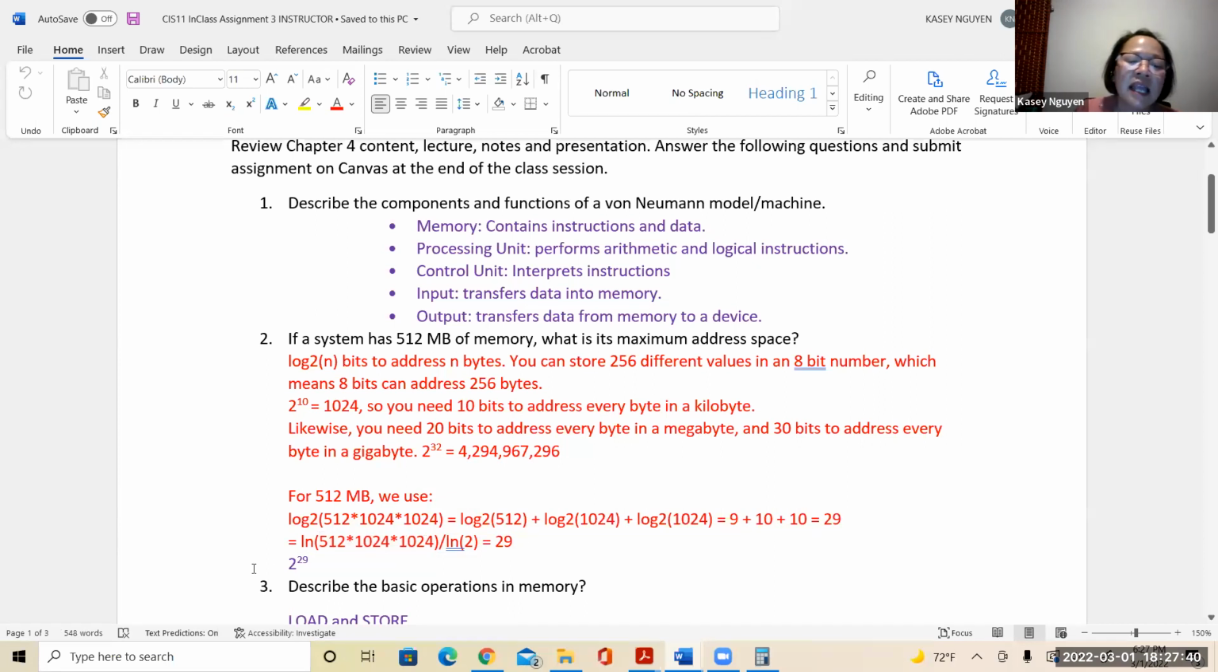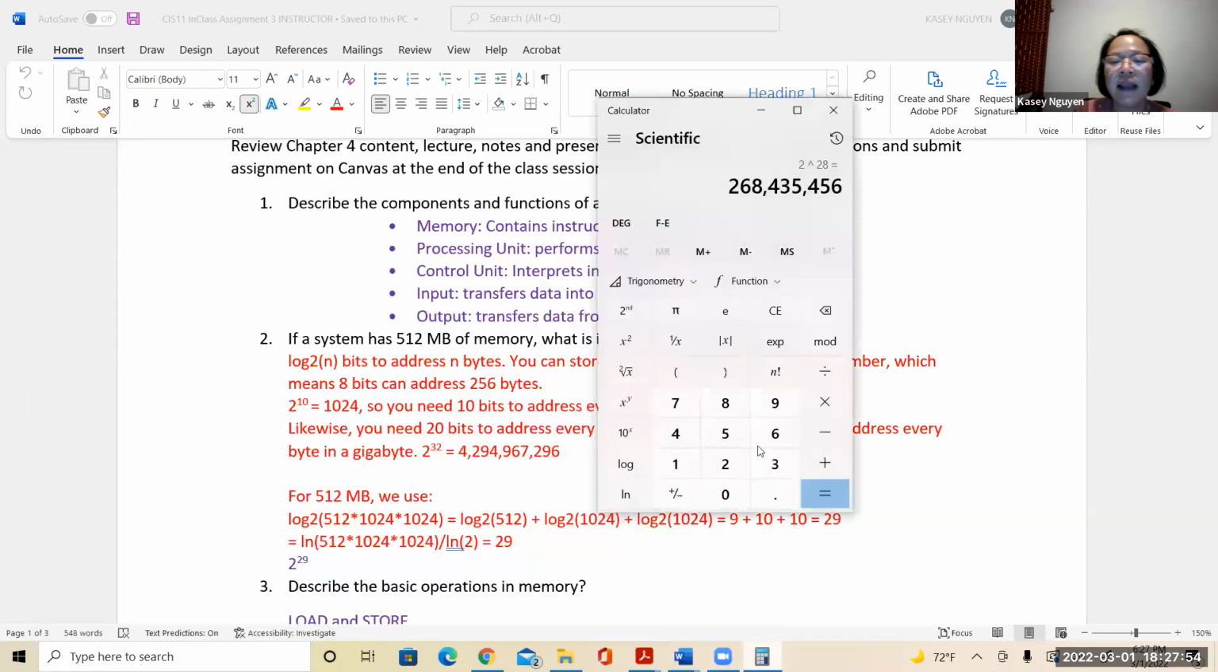So that means that it's going to have 2 to the 29th power. Okay, that's the amount of addresses that you will be able to have with the 512 megabyte. So coming back to our calculator, let's clear this, and we will have to take 2 and raise it to the power of 29. Okay, so you would have 536,870,912 addresses. That's your address space, 2 to the 29th, or that value. Any questions?